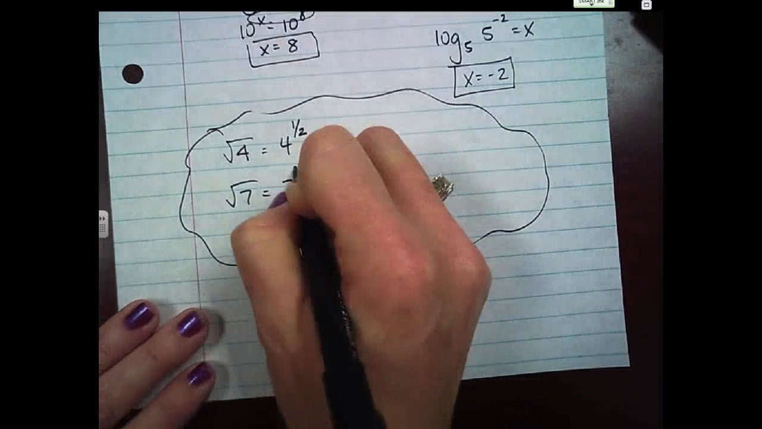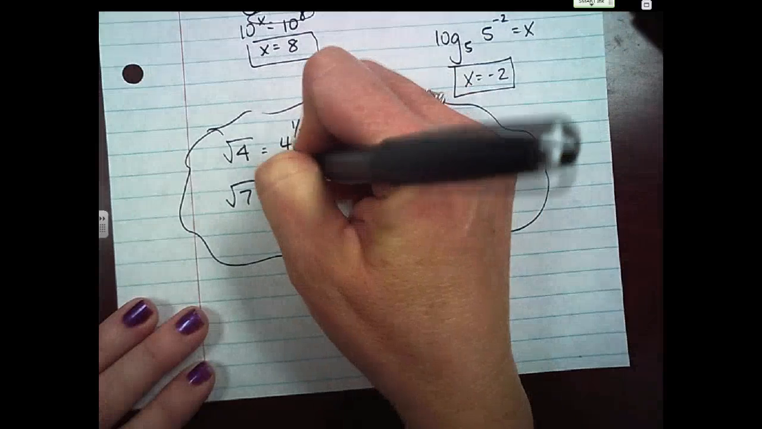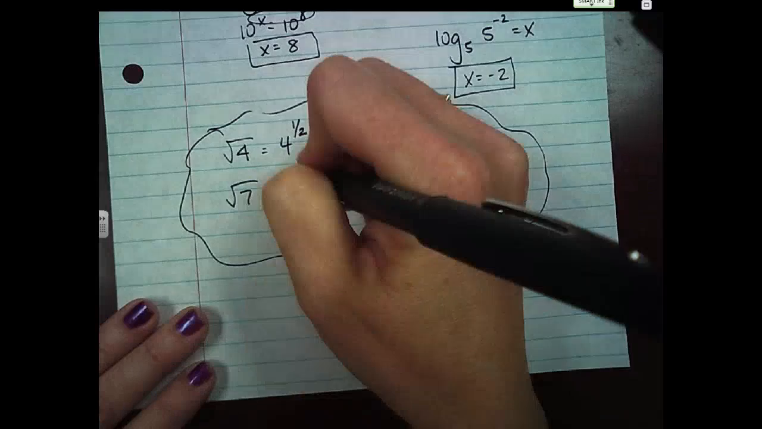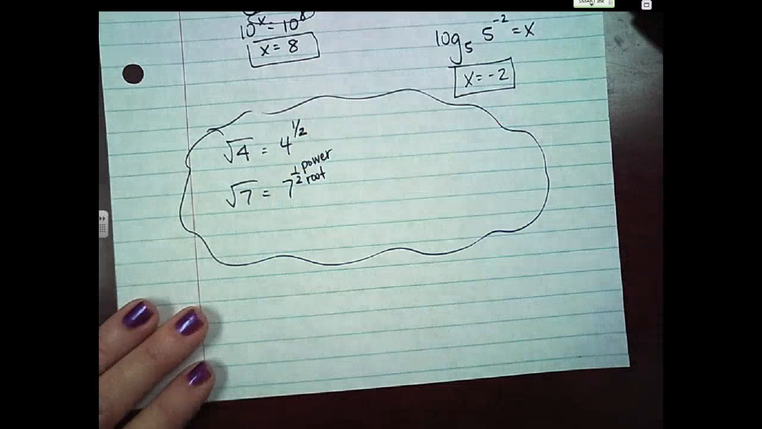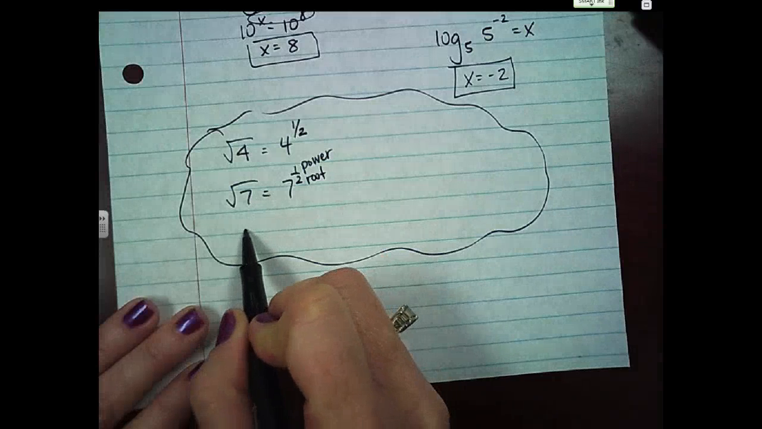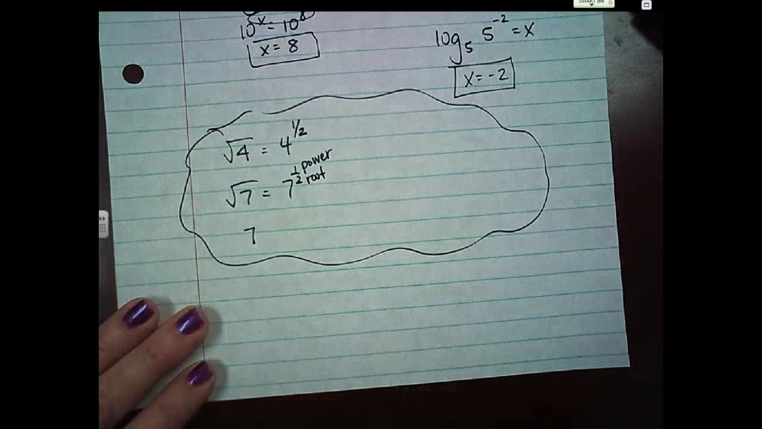And they call this power over root, and you can write it really neat right here for me. The top number is the power, and the bottom number is the root. Let me explain what that means for a second. Look at the number 7. What's the power of a 7 when there's nothing written there?